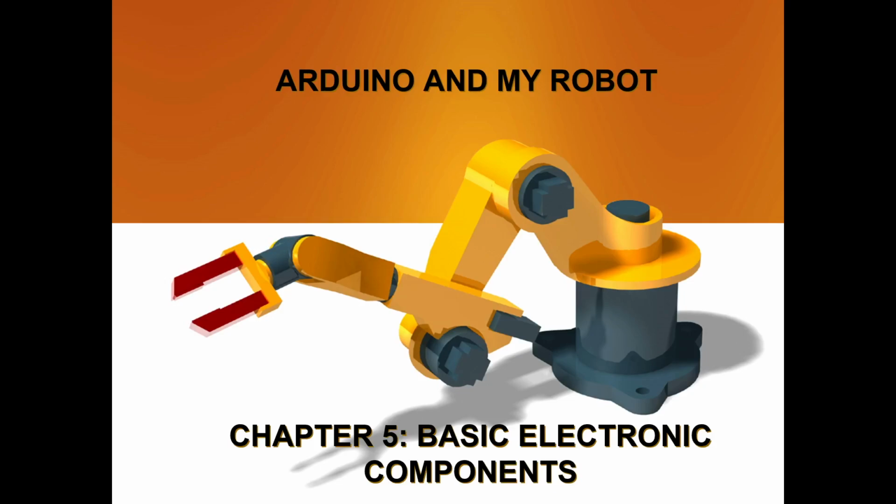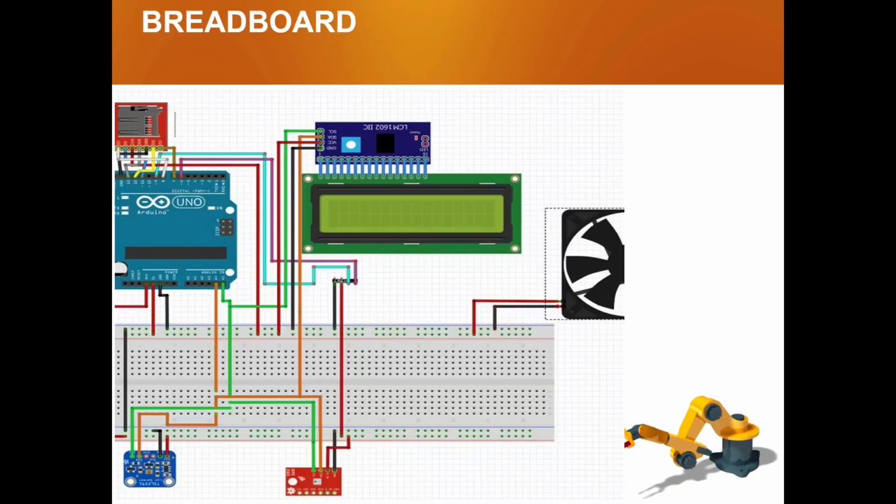This is chapter 5, and in this chapter we'll be learning about the basic electronic components. So you see we have covered breadboard, and this is a basic layout of how a breadboard can be used. This is a complex layout actually, but this is where you'll see how a breadboard can be used to connect different components on Arduino, and this breadboard is the best example to use.